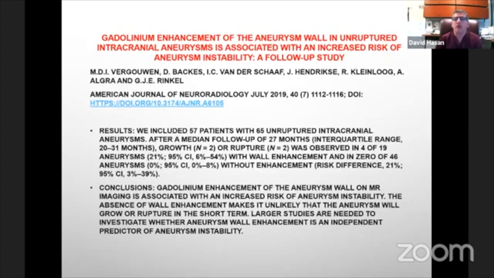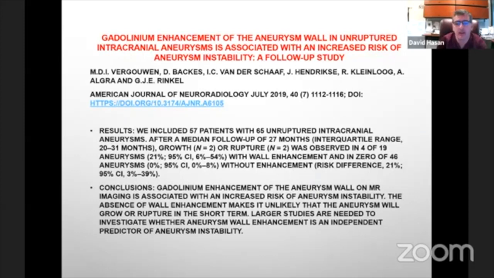Now, prospectively, has any work been done on that to predict risk of rupture? We have groups from the Netherlands and France. They all showed that you can use that enhancement to predict future rupture or growth of aneurysm. And the most compelling evidence is not the positive enhancement, it's the negative enhancement. Meaning, if the aneurysm does not enhance, then the aneurysm's risk of rupture is almost 0.